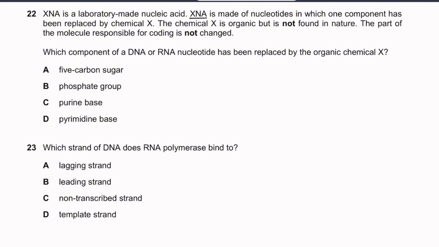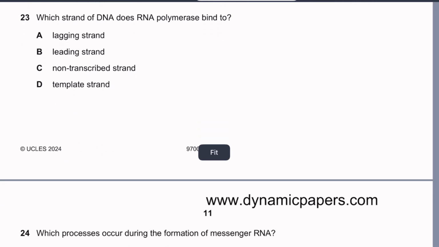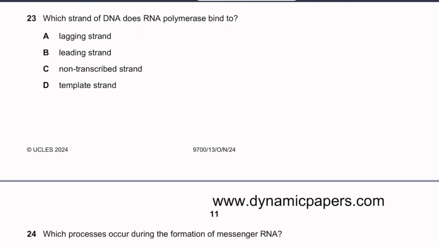So the chemical X is organic but not found in nature. The part of the molecule responsible for coding is not changed. So obviously the part of the chemical responsible for coding, that's going to be the bases, I feel. Yes, responsible for coding is not changed. So it still codes for the same information, so there's still the same sequence of bases. So which component of a DNA or RNA nucleotide has been replaced by the chemical X? It's the 5-carbon sugar.